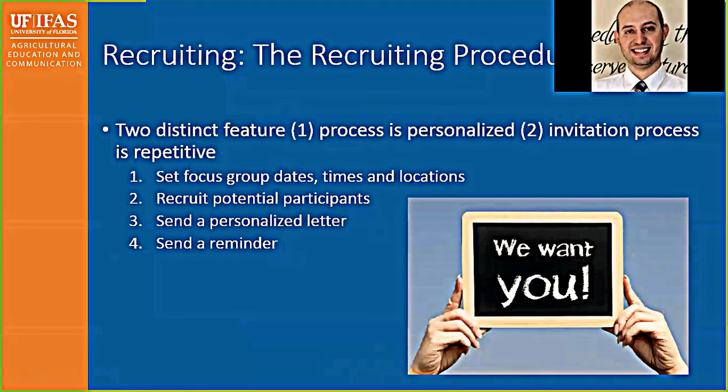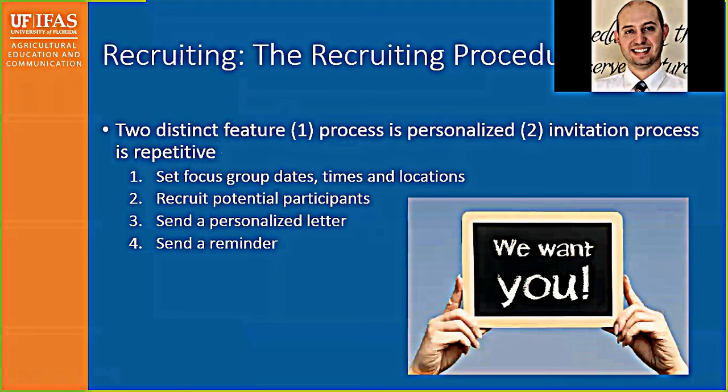So here's kind of the logical or typical process for recruiting. And first is set focus group dates, times, and locations. Most focus groups with adults are scheduled for 2 hours. Focus groups with children are usually shorter. Don't schedule more than 2 groups in one day unless you have multiple moderators available.